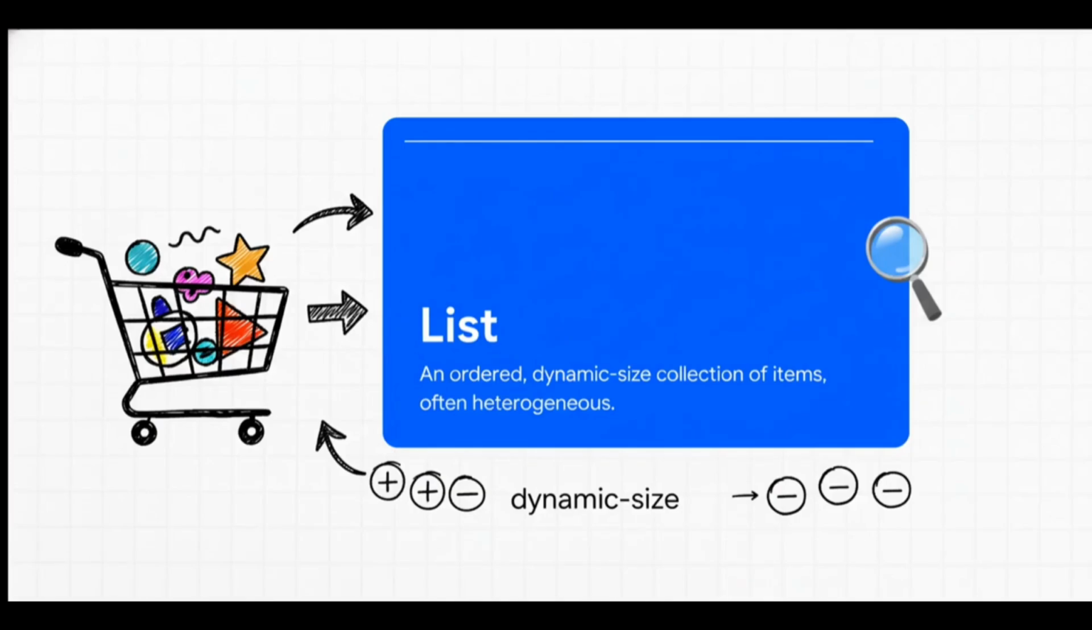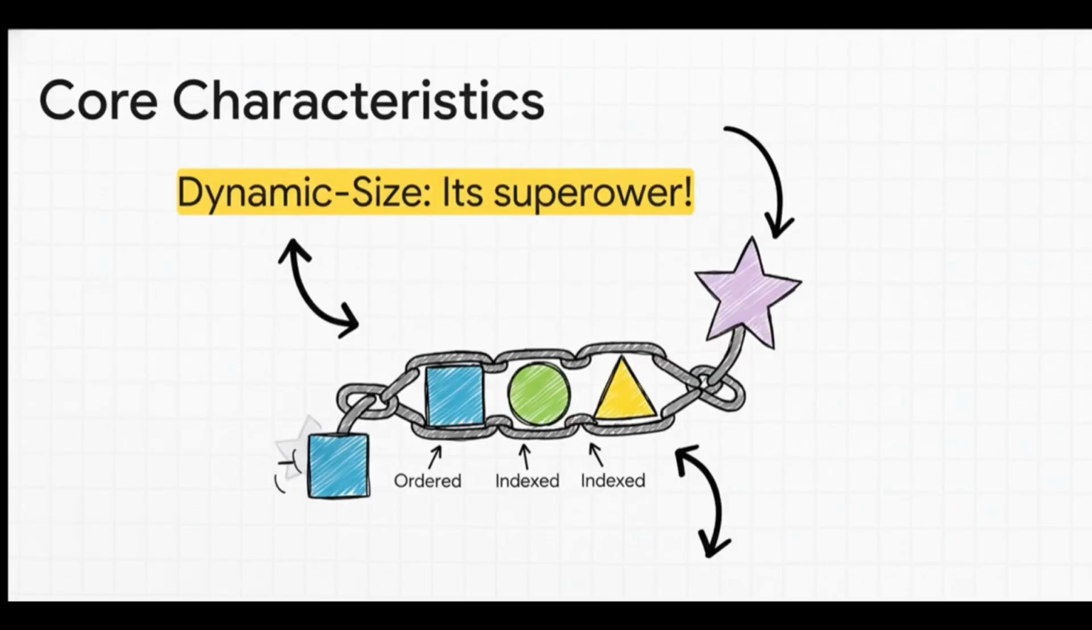Right, so if an array is that rigid bookshelf, I want you to think of a list as your shopping cart. It's still an ordered collection. Things stay in the order you put them in, but it has one massive advantage. It's completely dynamic. And that dynamic nature is its true superpower. You can just keep adding stuff or taking stuff out, and the list just grows and shrinks to fit, no problem. Now, it's still ordered, it's still indexed just like an array. In fact, under the hood, a lot of languages build lists on top of arrays. But the key difference is they completely shatter that fixed size limitation.